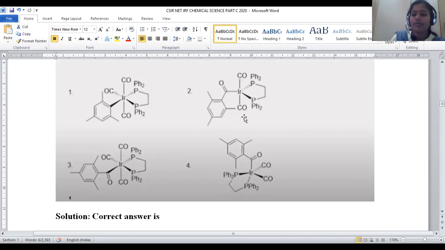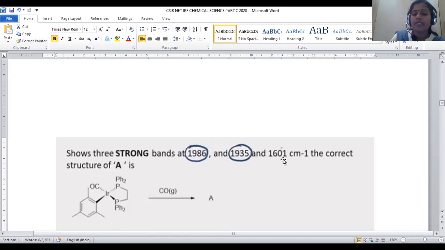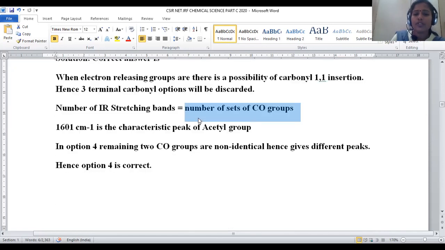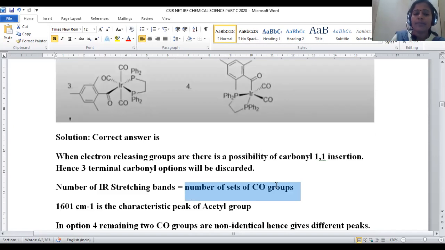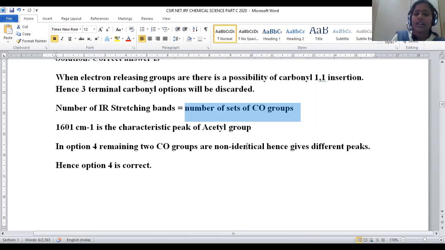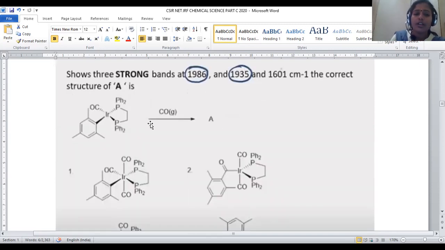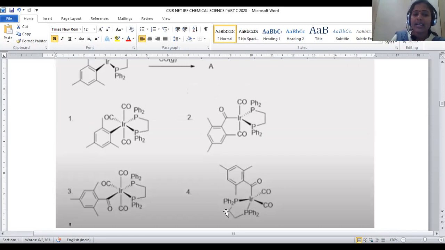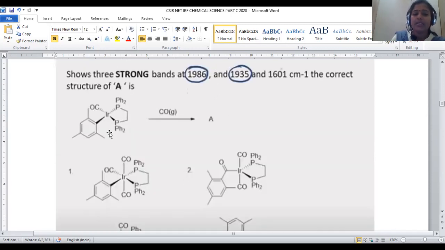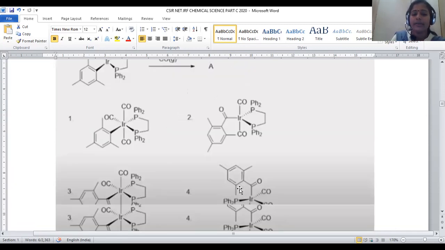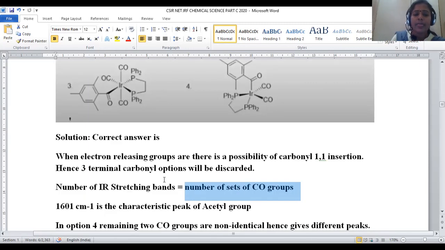So here we have trans position of carbonyl, and here we have cis position of carbonyl groups in the molecule. So here 1935 and 1601 peaks correspond to these cis carbonyl groups only. That is, it's very clear that compound 4 is the characteristic product which is obtained by treating this starting material, the iridium square planar complex. So option number 4 will be the right answer from this starting material of square planar iridium complex, right?